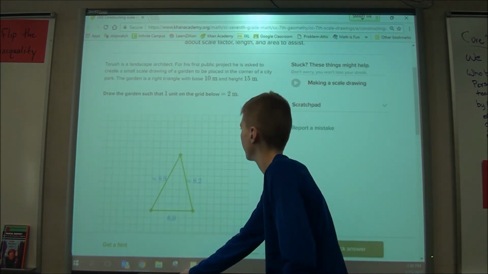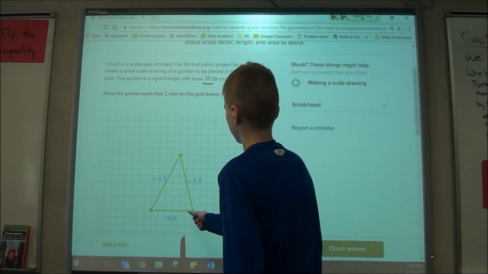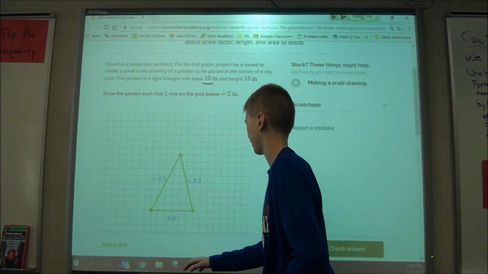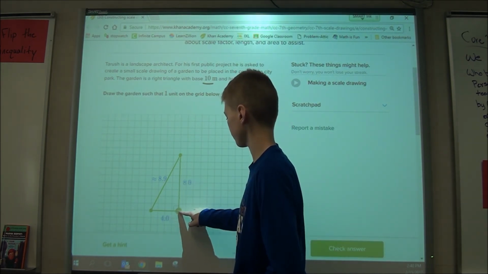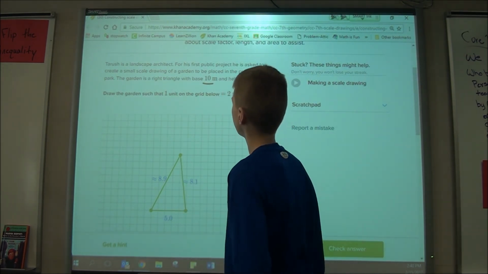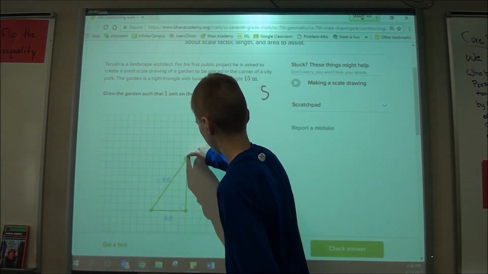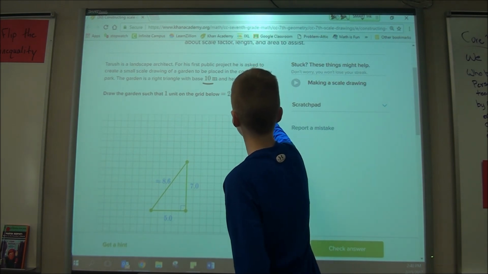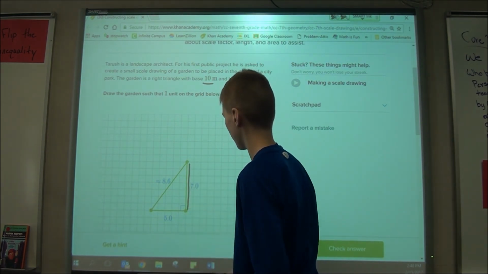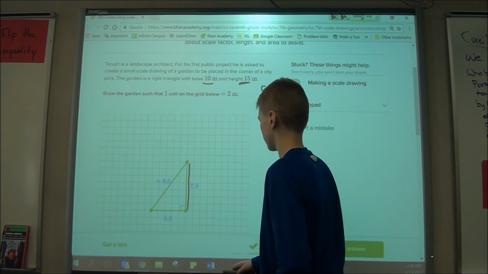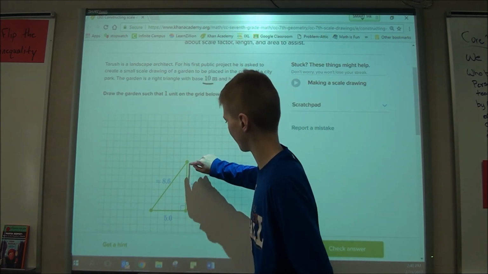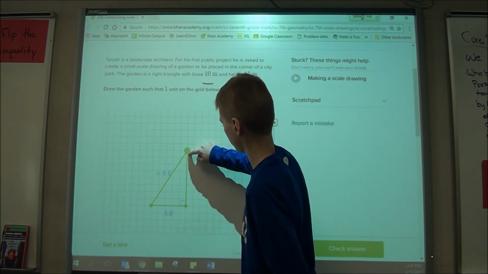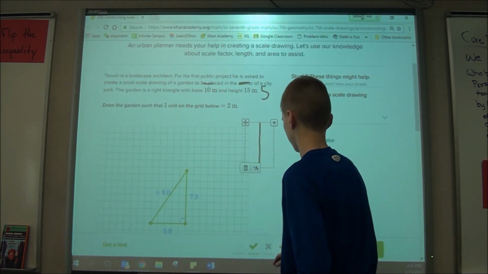So since we have 10, we'll start with the 10 as the base. 10 divided by 2 equals 5. So that means the base number needs to be 5. Okay, it needs to be a right triangle, so this one has to be over here. And now we need a 15 height, which would be this line. And 15 divided by 2 is 7.5. So we just move this up one, or half, my bad.